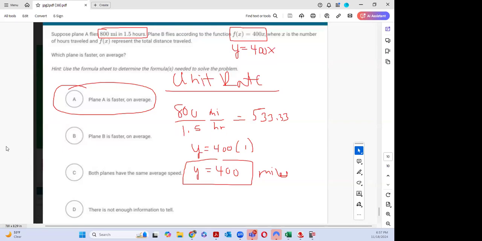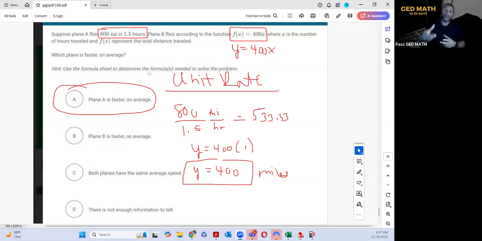When you multiply 400 by 1 hour, why did you write 1 hour and a half? Because they gave you two different things. Remember, I divided by 1.5 because I wanted to find the unit rate. How far can I go? How many miles can I go in 1 hour? So, for example, if it said you can go 800 miles in 2 hours, it would be 800 divided by 2. So I can go 400 miles in 1 hour.